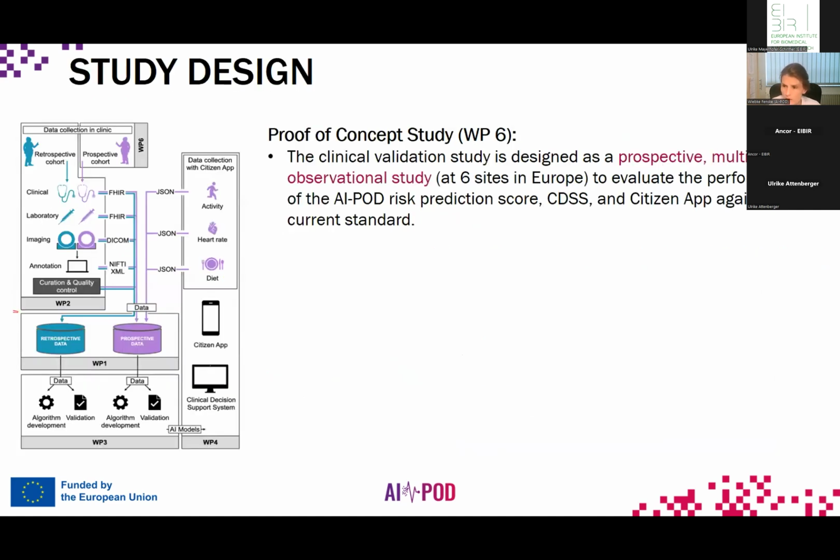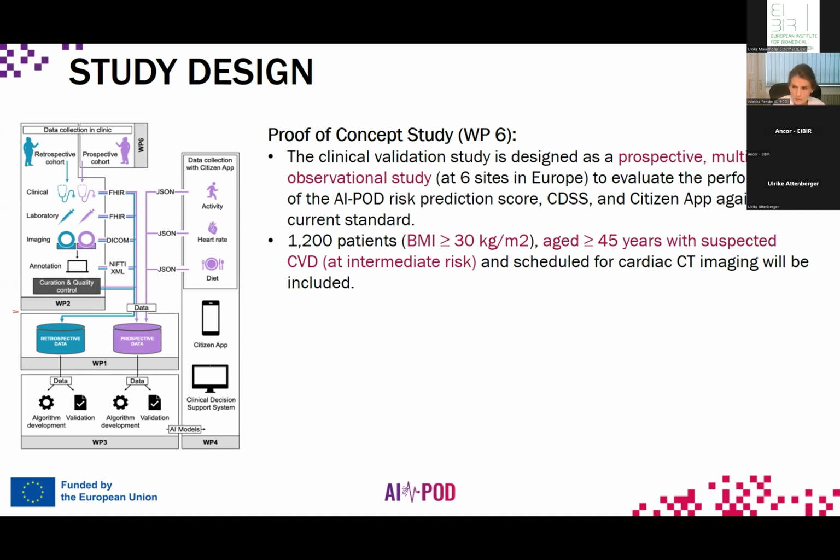So therefore, we designed a proof of concept study, a prospective, multi-center, open observational study accomplished at the moment at the 6 sites in Europe, which Ulrike just showed to you, to evaluate the performance of the iPod risk tools against current standard. In total, it is supposed to include 1,200 patients with a BMI above or equal to 30 kilograms per square meter, aged above 45 years, with suspected cardiovascular disease.